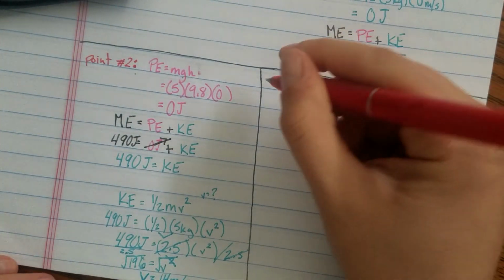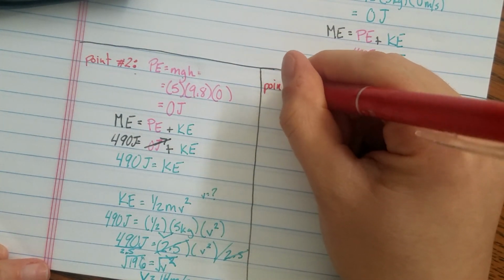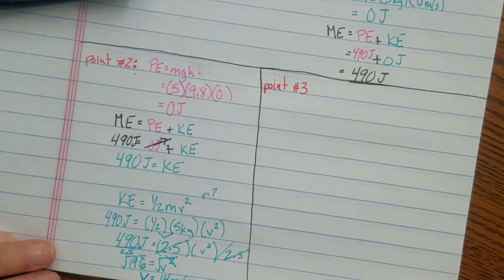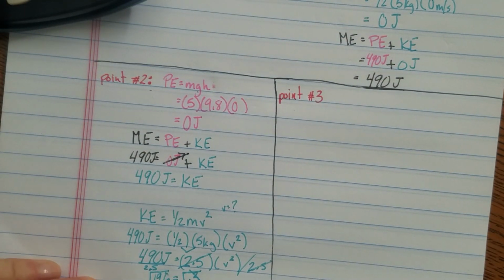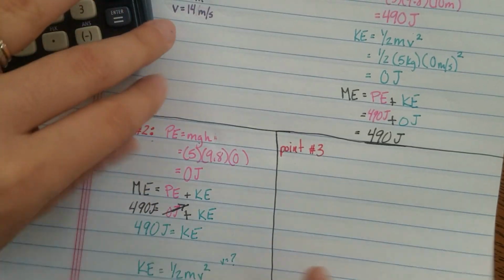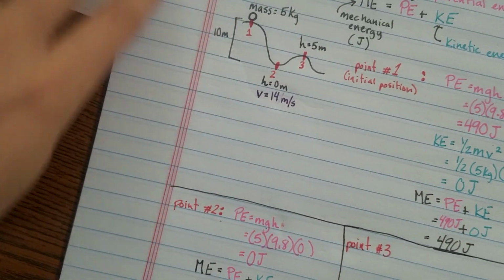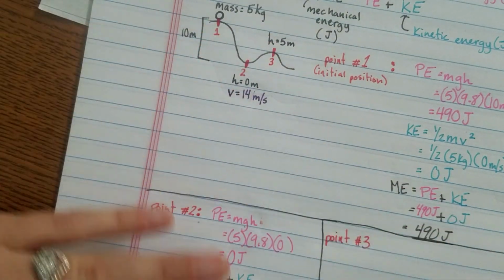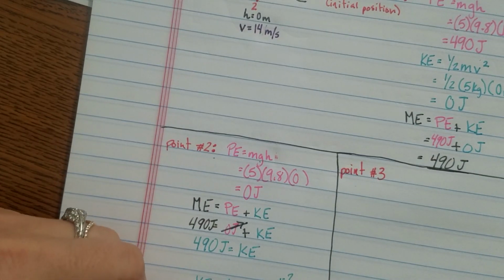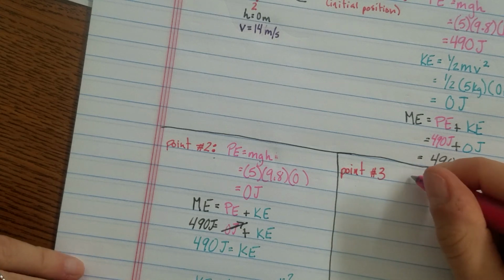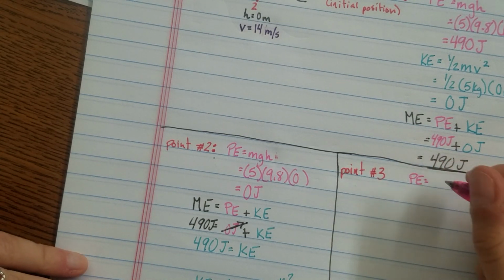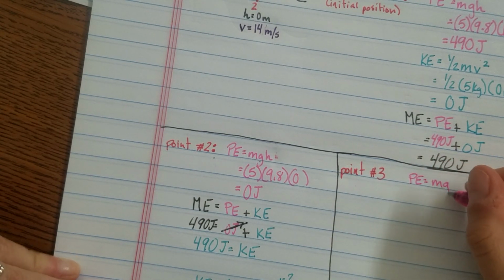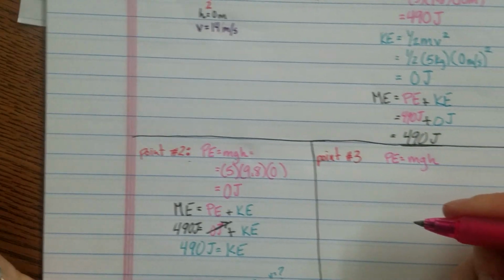So this is going to be point number 3. And again, we're going to start with potential energy, because I have the most information about position, because I know how high it is and I know the mass. So for our potential energy, mass, gravity, height is our equation.